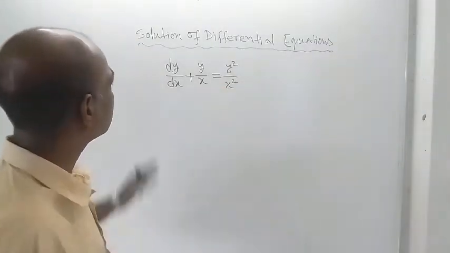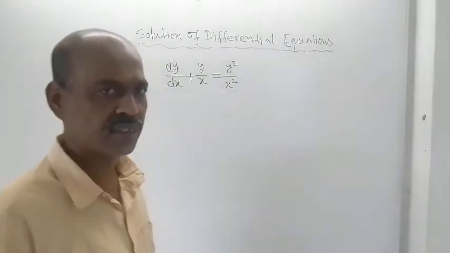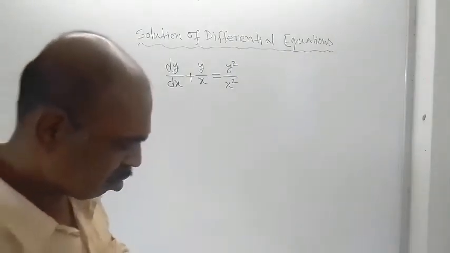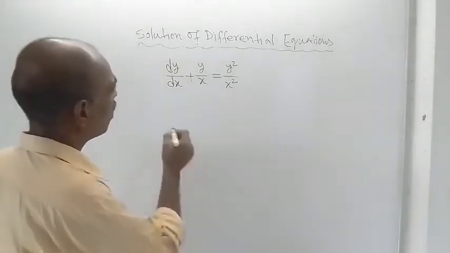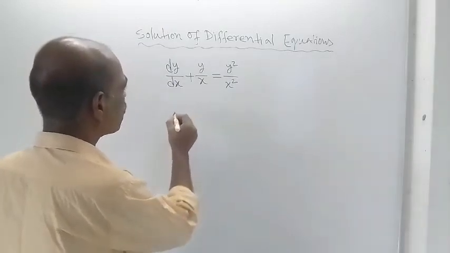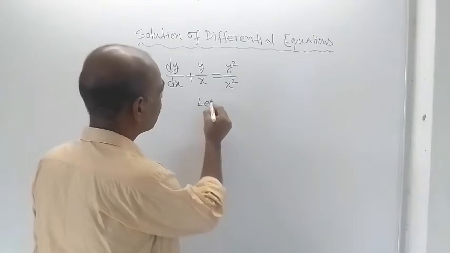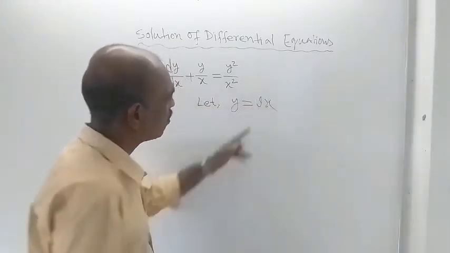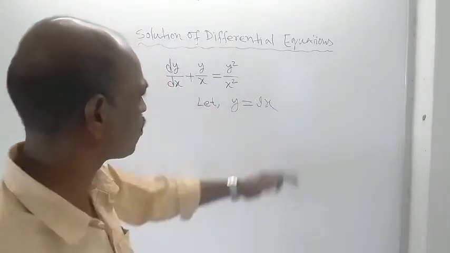You can see this is a differential equation of the first order and first degree. So we are going to solve this equation. It is very easy to solve. I think you know this already. To solve this problem, we have to make one substitution. The substitution is, let y is equal to vx. V is a variable. Okay, y is equal to vx, this is the substitution.